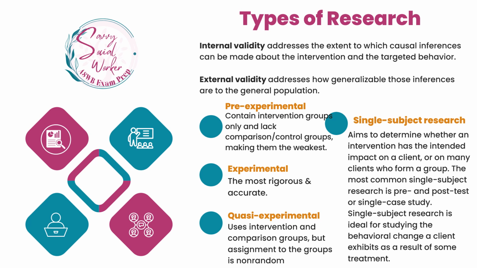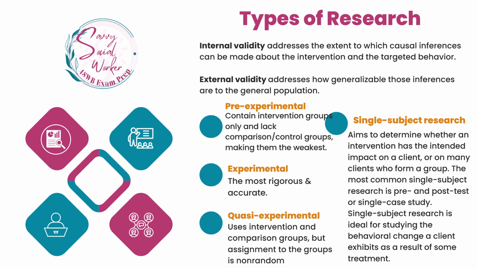Then there's a quasi-experimental type of research. It uses intervention and comparison groups, but assignment to the groups is non-random. So with quasi-experimental, these are non-random, and we're going to go into these a little bit more in detail, but this is just the preliminary basics of each type of research.